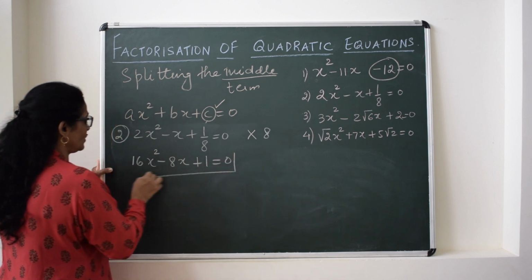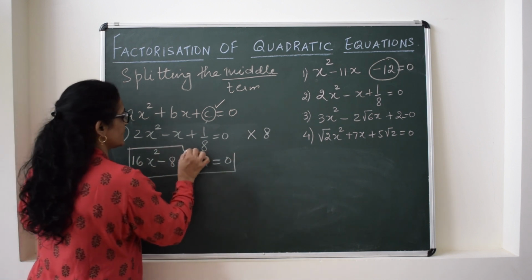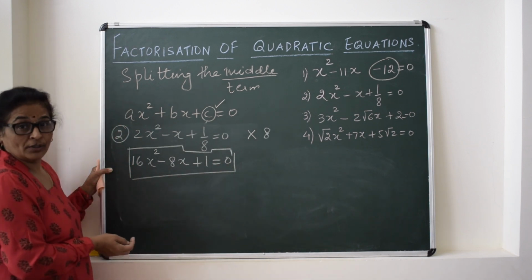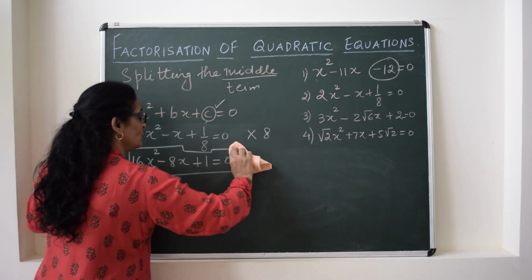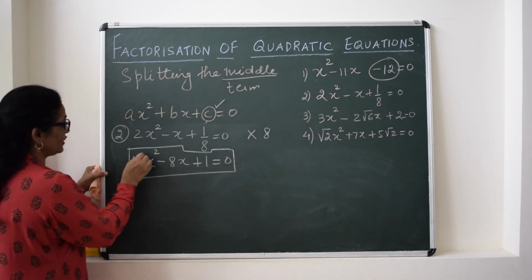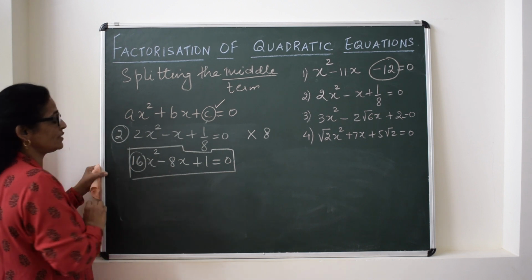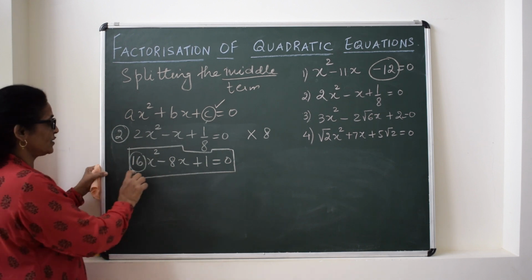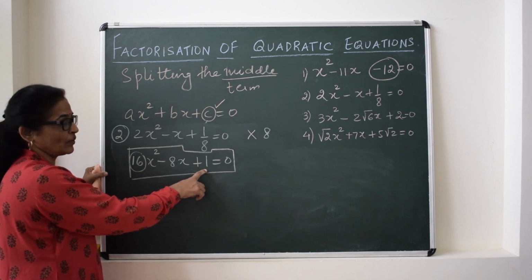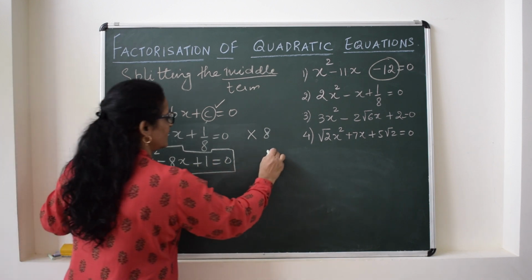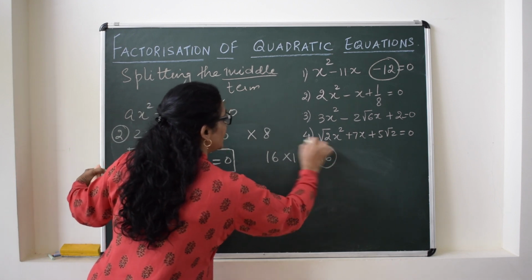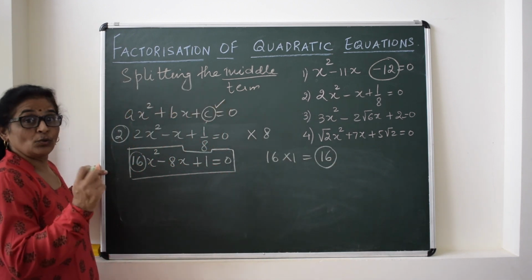So our new equation is 16x² minus 8x plus 1 is equal to 0. Now we have to solve this by splitting the middle term, but since a is not equal to 1, we will multiply a and c. Here c is 1, so 16 ones are 16. It means that we have to break this 16 into two factors.